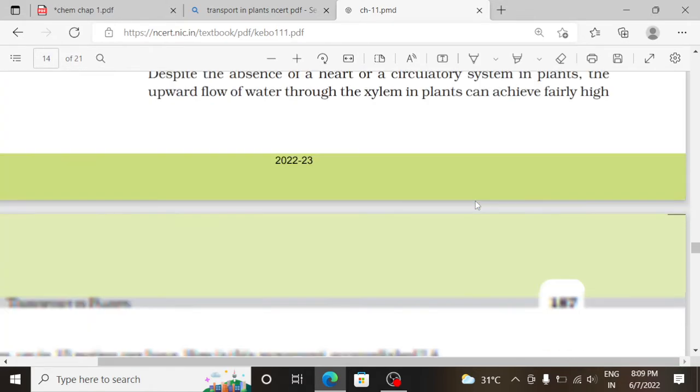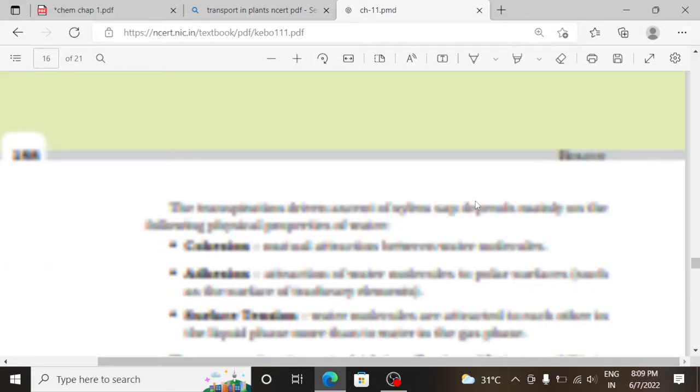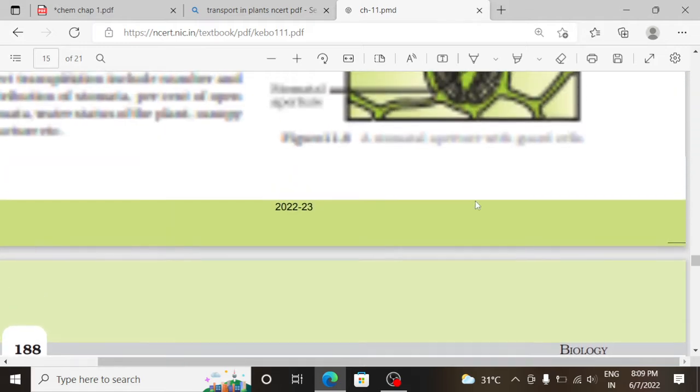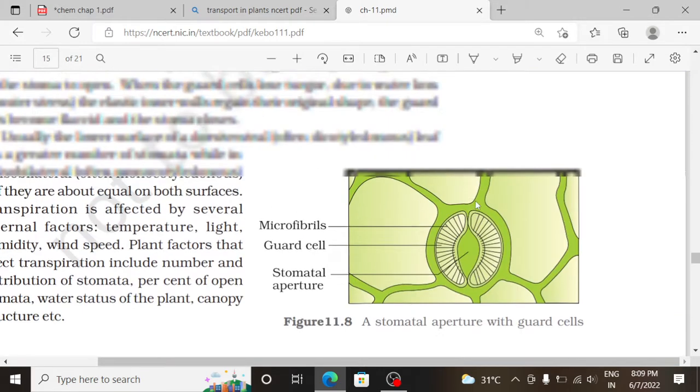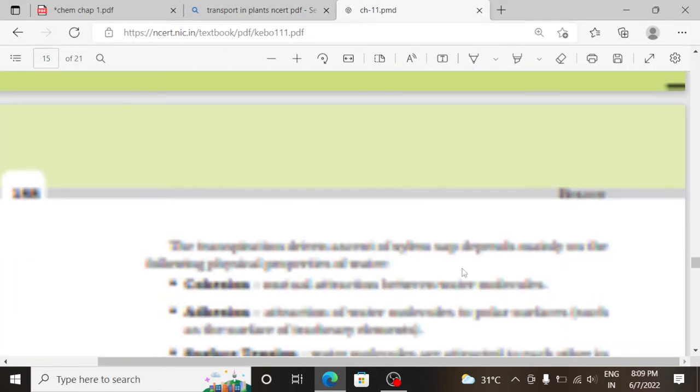Next diagram. So this diagram is the stomatal aperture with guard cells. You can see microfibrils here, and the guard cells, which are bean shaped, and the hole inside the guard cells is the stomatal aperture.